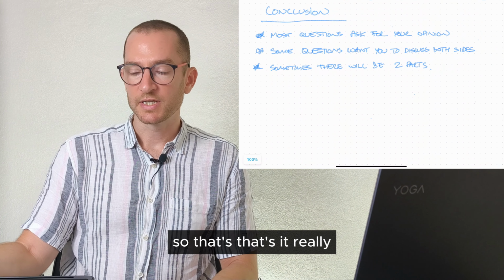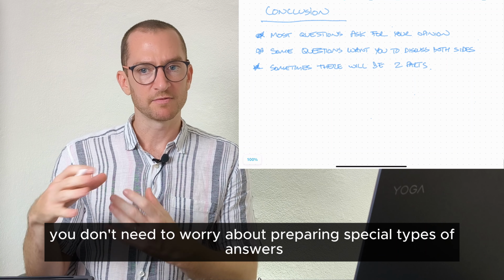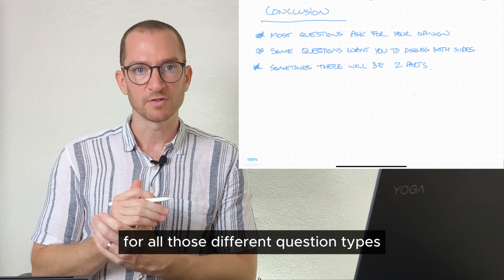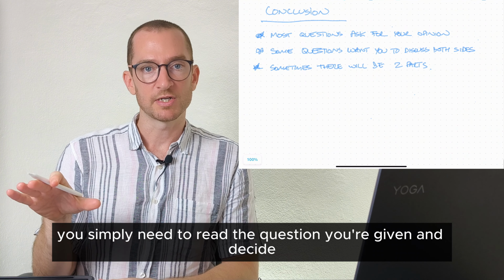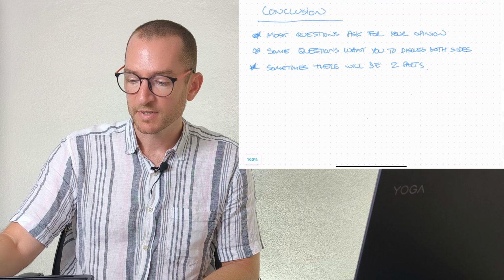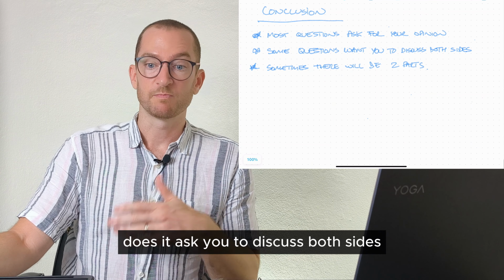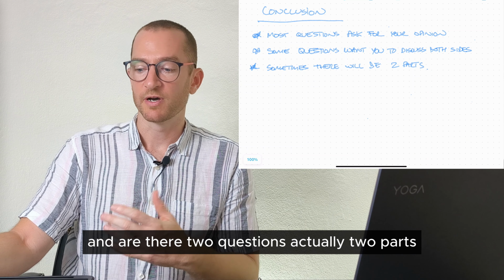So that's it really. You don't need to worry about preparing special types of answers for all those different question types we talked about in the beginning. You simply need to read the question you're given and decide, does the question ask for your opinion? Does it ask you to discuss both sides? And are there 2 questions, actually 2 parts?